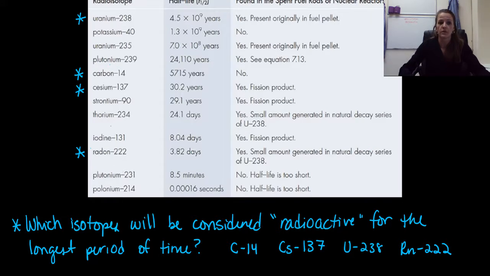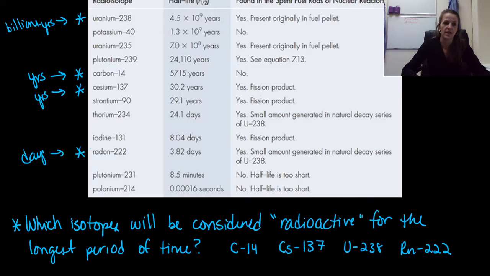So the first one was carbon-14. If you look at our table, we have carbon-14, which I've starred over here, and we see that it has a half-life of about 5,715 years. So we're talking about years for this one. The next one was cesium-137 here. That has a half-life of 30 years. So again, we're still talking about years for our unit of time. Uranium-238 has the longest half-life, and we're actually talking about billions of years for this one. And then the last one we discussed was radon-222, and that has a half-life in days, so days only. So what you do here is you say, all right, half-life of days, definitely not the longest. Half-life of years, not the longest.